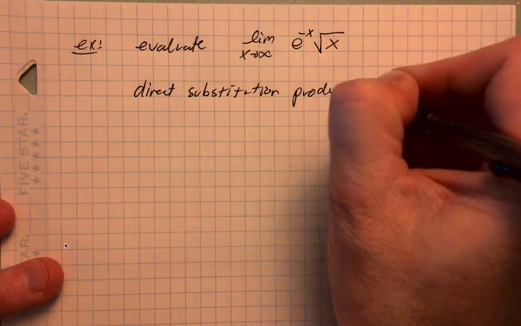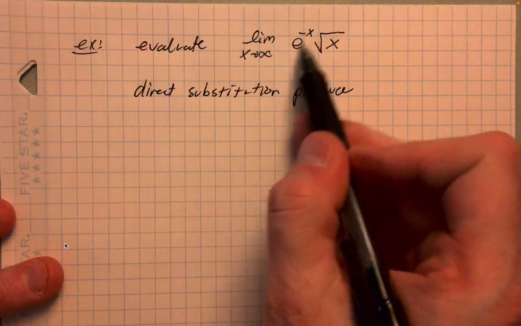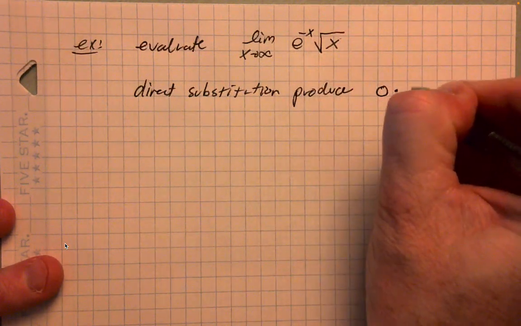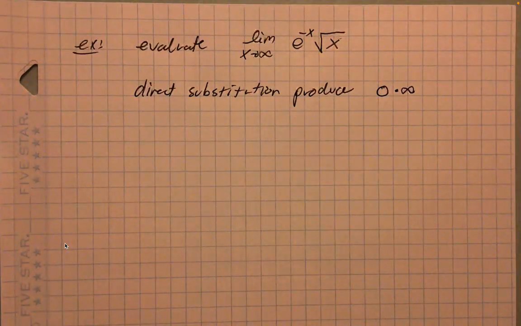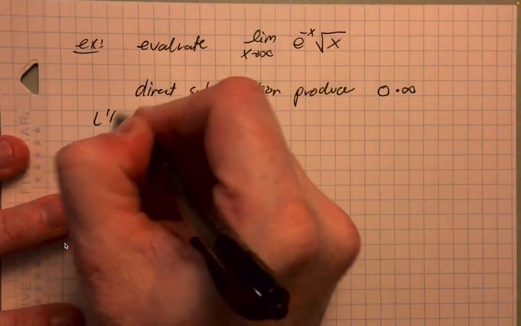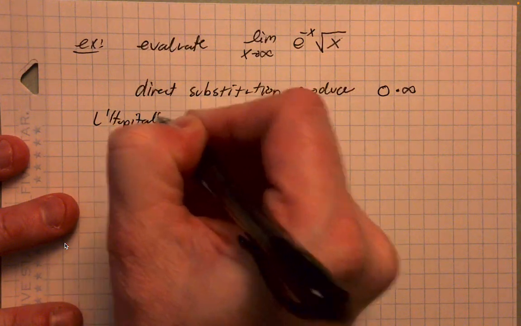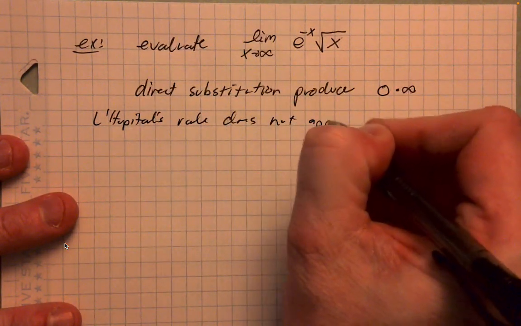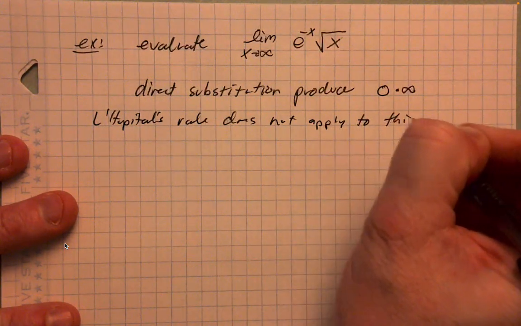Okay, so in this example, direct substitution here is going to produce what is it going to produce? Right, this is going to become 0, and this would be infinite. So this is like 0 times infinity. Okay, which strictly speaking isn't an indeterminate form that L'Hopital's rule directly addresses. So L'Hopital's rule does not apply to this form.